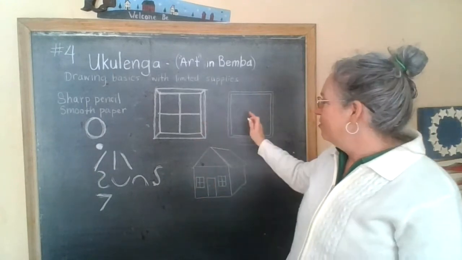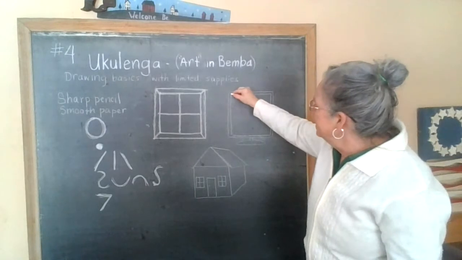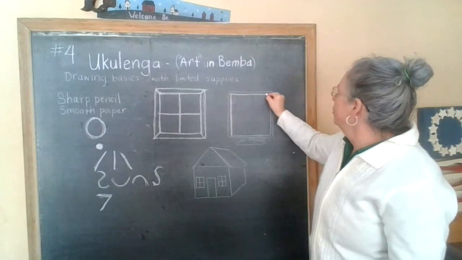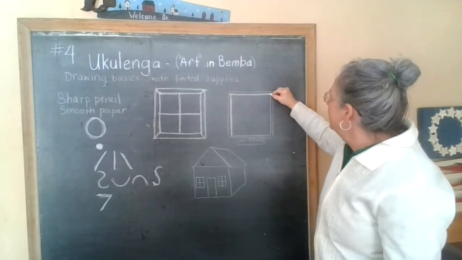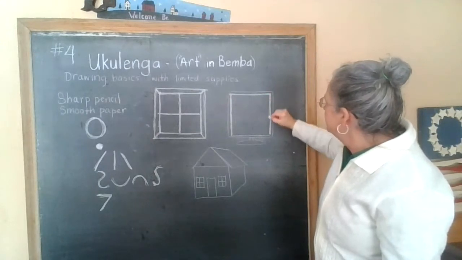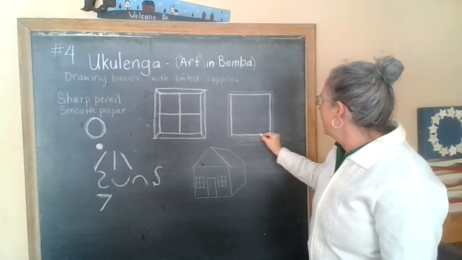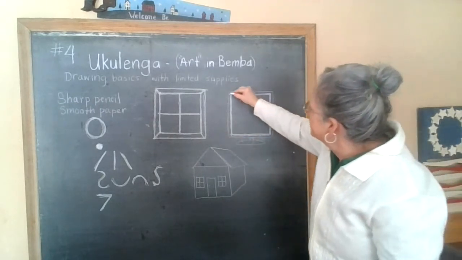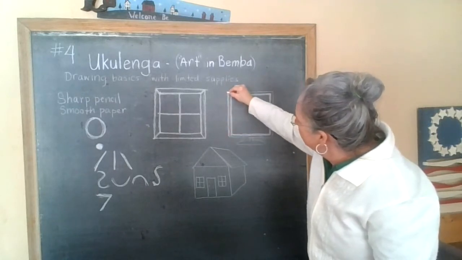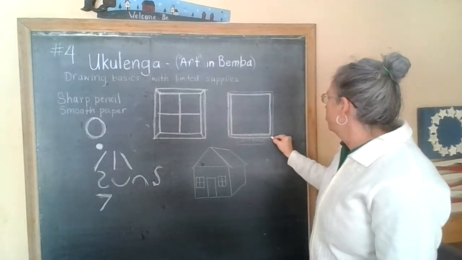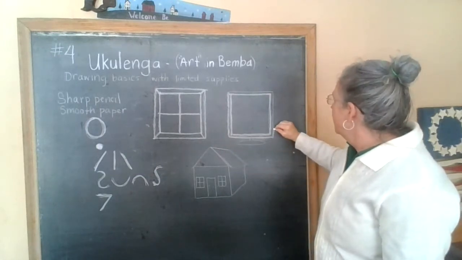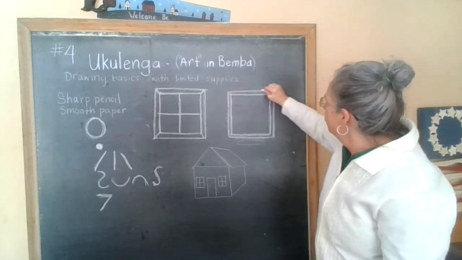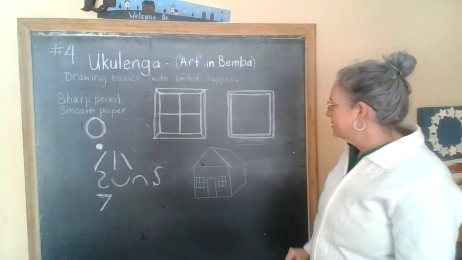Now we're going to look at this square over here. Do it with me. Downward, upward, downward, forward, backward, forward. And we're going to make another square around this. Downward, upward, downward, forward, backward, forward, upward, downward, upward, backward, forward, backward. We're just connecting them as we go.